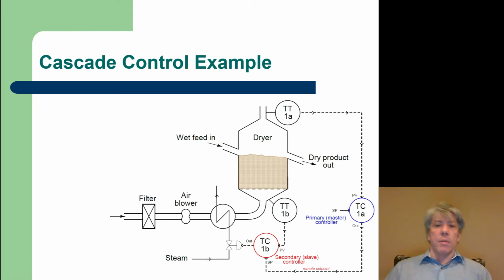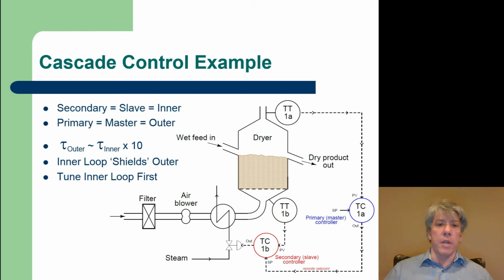So in our dryer example, you'll notice that now we've got two controllers, TC1A and TC1B. TC1B is the secondary or slave controller. Terminology: primary, master, outer loop is terminology for TC1A, and secondary, slave, inner loop is terminology for the cascaded controller, the one in the inner loop. And so TC1B is that secondary controller, and what it does is it measures the temperature of the air before the air goes into the dryer. See, that's where we can reject disturbances like variations in steam temperature or variations in air pressure. If we measure the temperature of the air before it goes into the dryer, we can do something about it, right? That's what our control variable can do.